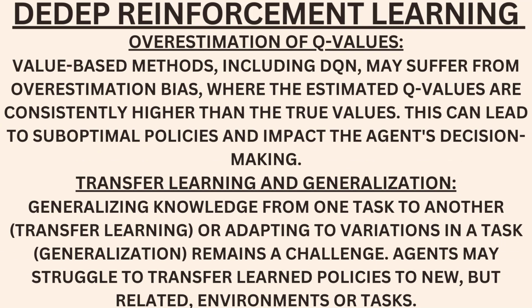Value-based methods, including DQN, may suffer from overestimation bias, where the estimated Q values are consistently higher than the true values. This can lead to suboptimal policies and impact the agent's decision making.